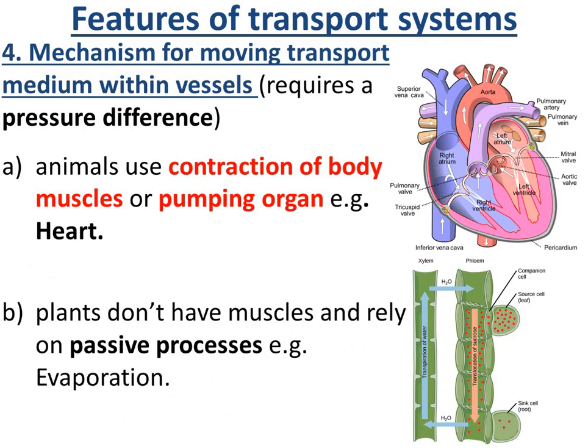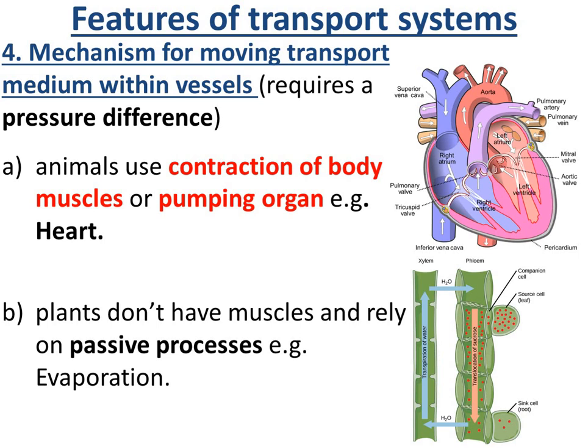Number 4, you need a mechanism for moving the transport medium within the vessels. So you need a mechanism to make the blood move through the vessels, which requires a pressure difference. So it goes from high pressure in the left ventricle, and then when it returns through the vena cava, that will have low pressure there. So you start off with high pressure going out of the aorta, and then low pressure as it returns to the vena cava. The way in which we move the blood around the vessels is by contraction of body muscles or a pumping organ. So we have the heart that pumps that blood around the body.